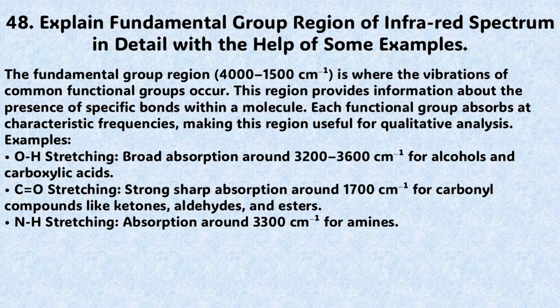The next question is question number 48. Explain the fundamental group region of the infrared spectrum in detail with the help of some examples. The answer to this question is very simple. The fundamental group region, 4000 to 1500 cm⁻¹, is where the vibrations of common functional groups occur. This region provides information about the presence of specific bonds within a molecule. Each functional group absorbs at characteristic frequencies, making this region useful for qualitative analysis.